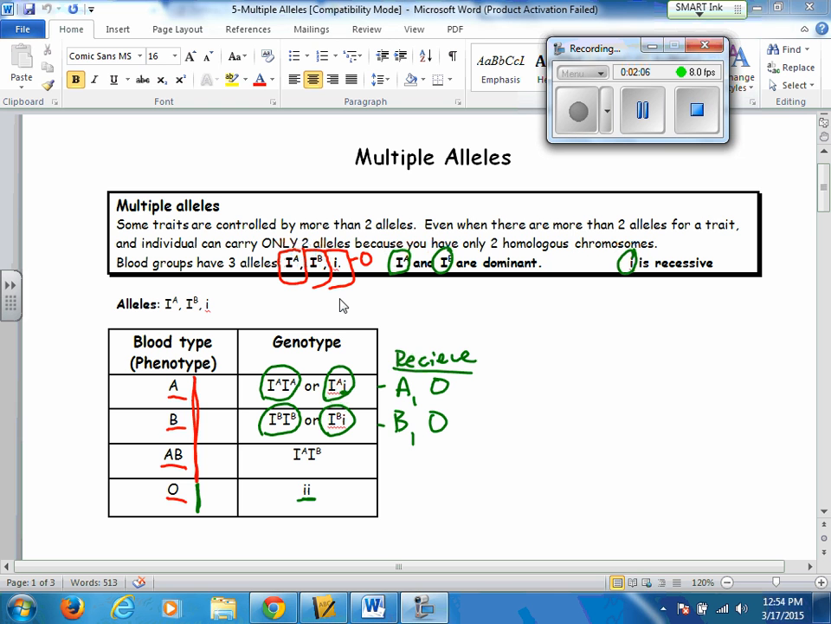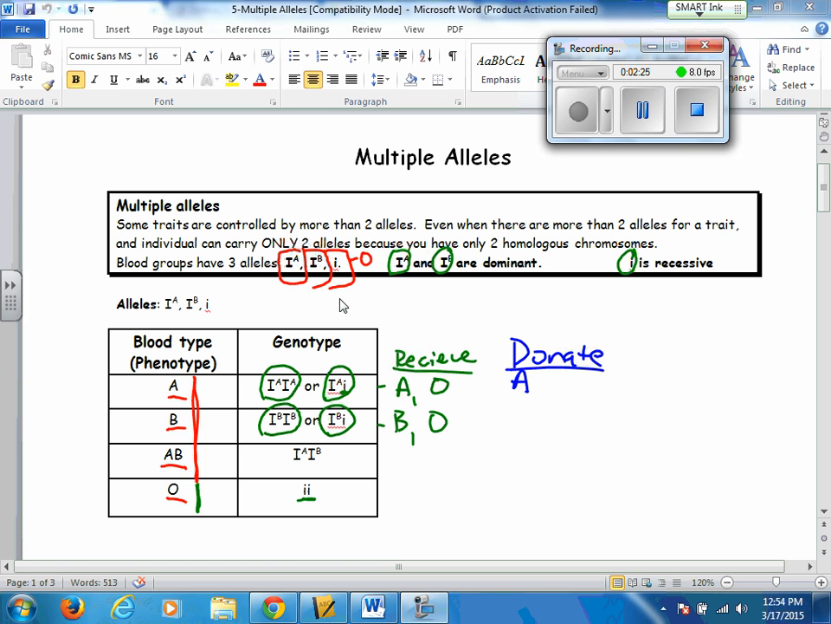I'm going to make another column here that says, who can you donate to? Who are you a donor for? So if you are type A blood, you can donate to A people. That's it, because if you donate to O people, they won't be able to accept it. What are we talking about here?